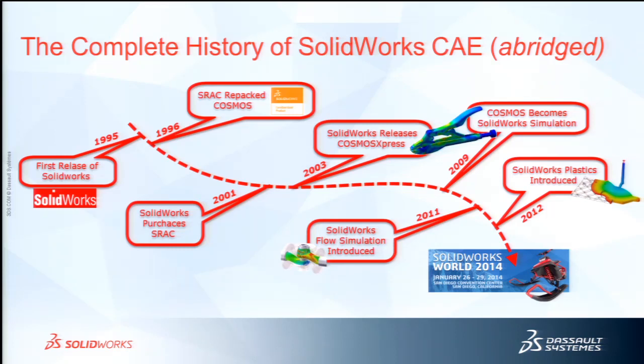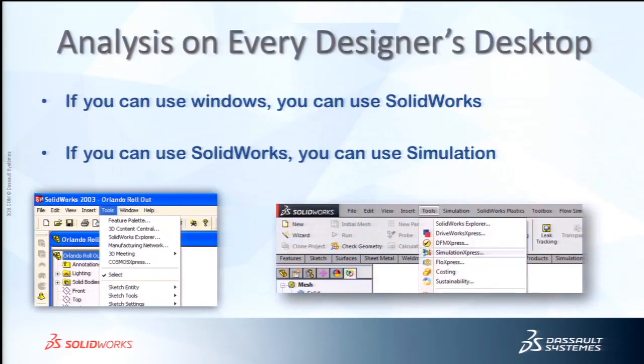So I want to point to 2003. That year was very important because what happened was we had analysis on the desktop of every single designer. Every single seat of SOLIDWORKS came with Cosmos Express. So in 1995, the thought was if you can use Windows, you can use SOLIDWORKS. Well, if you can use SOLIDWORKS, you follow the same intuitive workflows, you can use simulation. So if you look at those 2 points, what we're really saying is if you can use the Windows operating system, you can use simulation. So everyone agree? Anyone disagree?